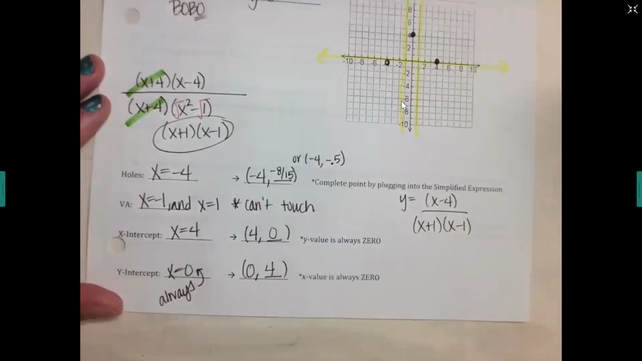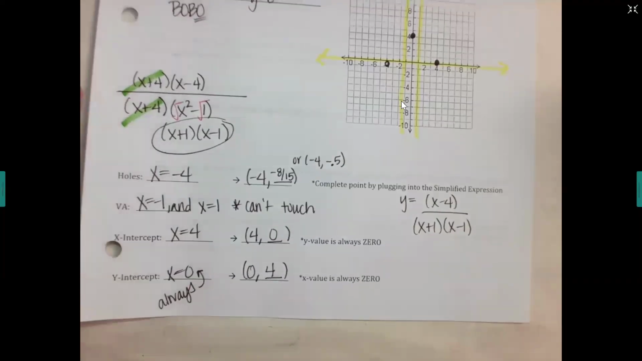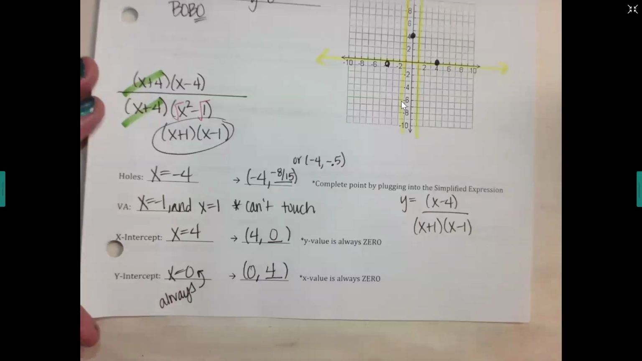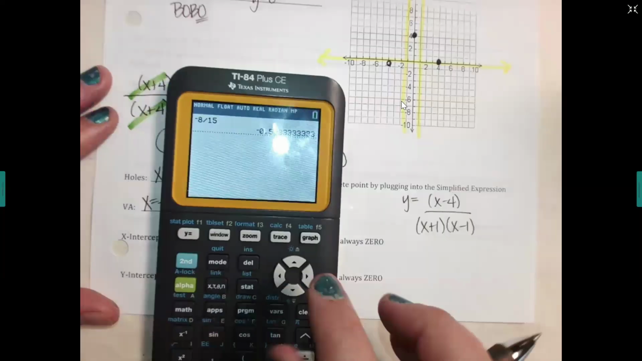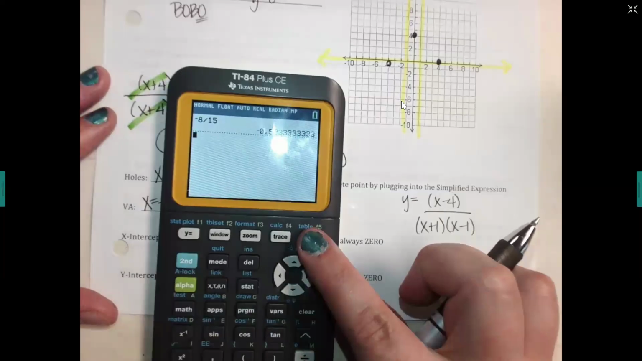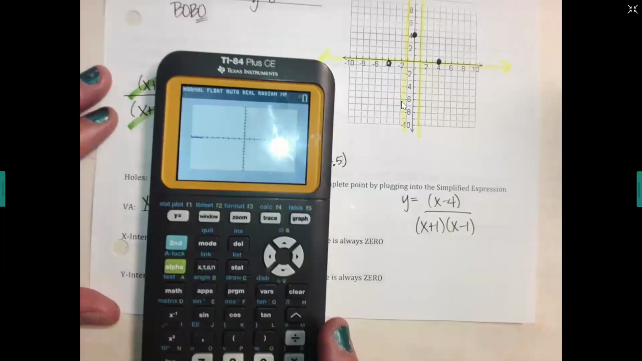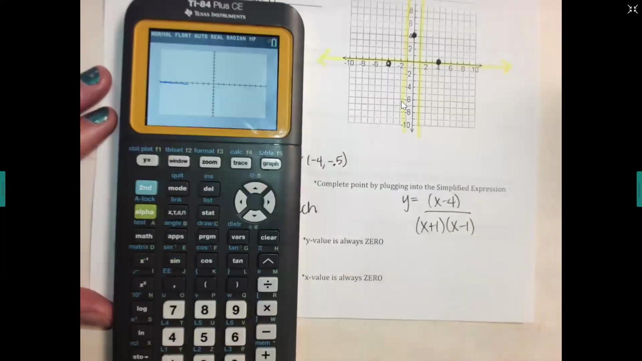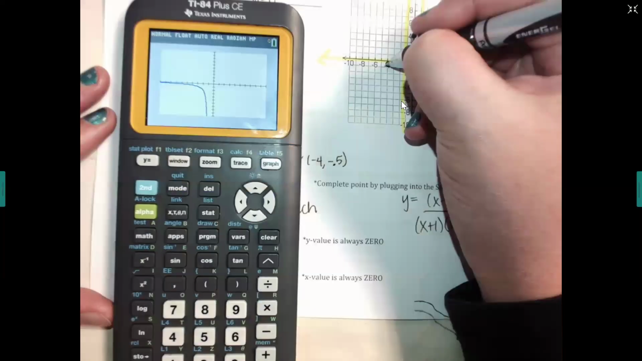Okay? Then from there, we're going to draw our graph. Now, these are going to be a little bit more complicated than the ones we did last time, but it's because you have 2 VAs. So just hit graph and it'll help you connect the dots. So I have my first piece in this corner.